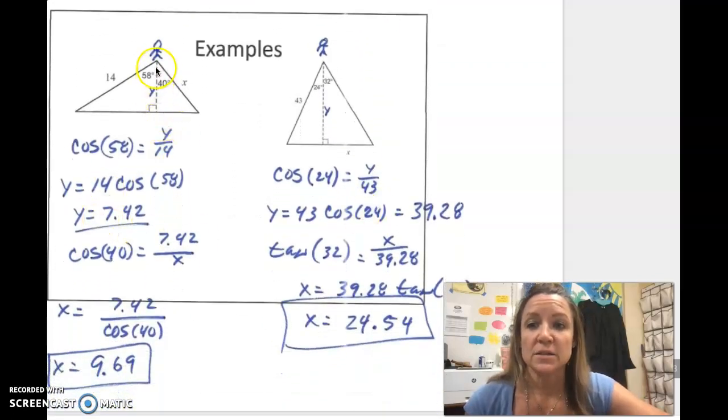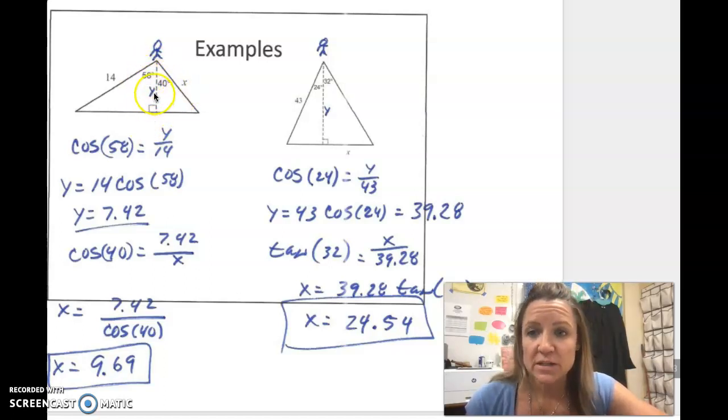All right, so for this one here on the left, we've got two variables to solve for. We've got x and we've got y. Looks like I solved for y first. So the y is right here, and it's part of this triangle, well, it's actually part of both triangles because it's in both triangles.